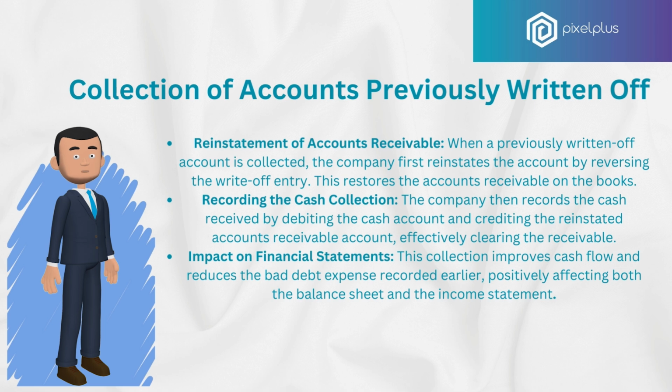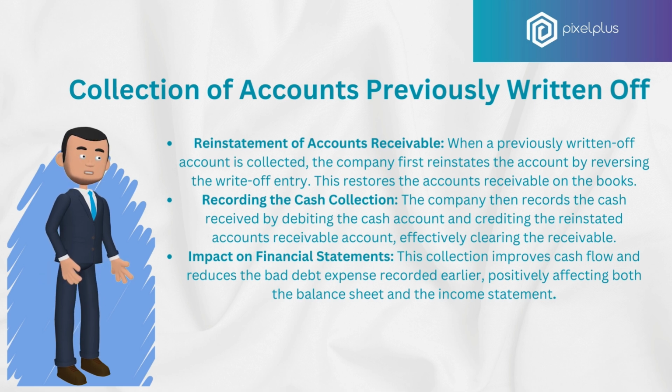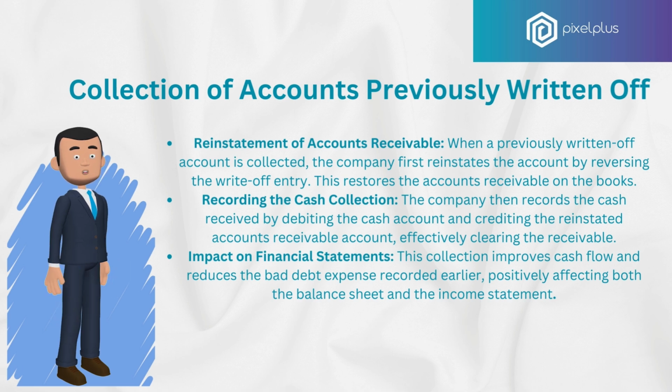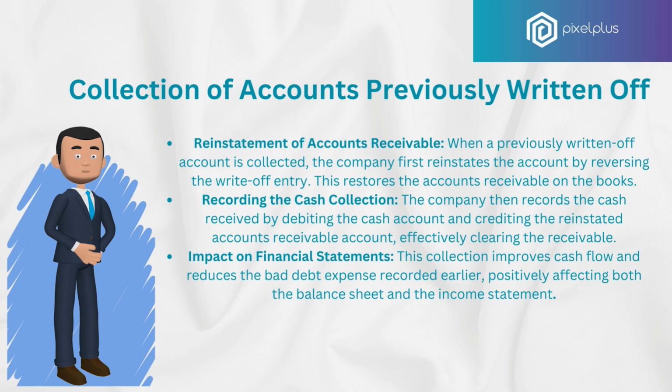Recording the cash collection. After reinstating the account, the company then records the actual collection of cash from the customer. This involves: 1. Recording the cash received. The company records the receipt of cash by debiting the cash account, to increase the cash balance, and crediting the accounts receivable account, to reduce the amount owed by the customer. Example entry: debit, cash. Credit, accounts receivable. This entry effectively clears the reinstated accounts receivable, reflecting the collection of the outstanding amount.